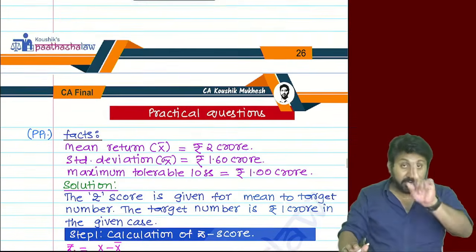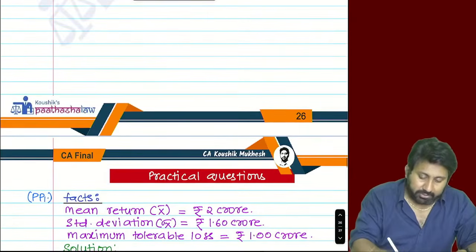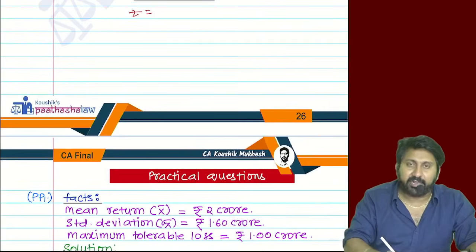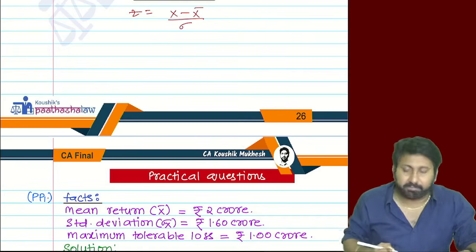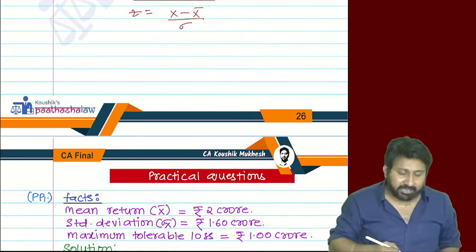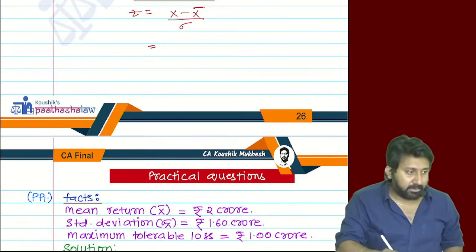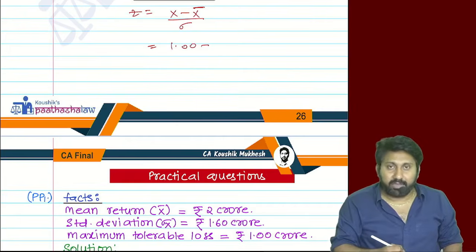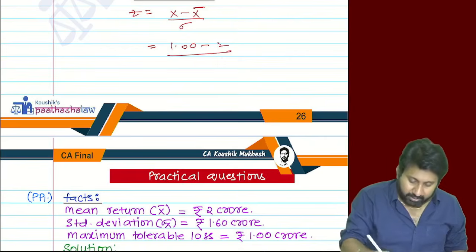Okay. See. Now listen carefully. These are technically difficult areas. First, Z value has to be calculated. Z value means X minus X bar divided by sigma. What is X? Target number. How much? 1 crore is my target. 1 crore loss is my target. What is the mean? 2 crore. Divided by sigma 1.6 crore.